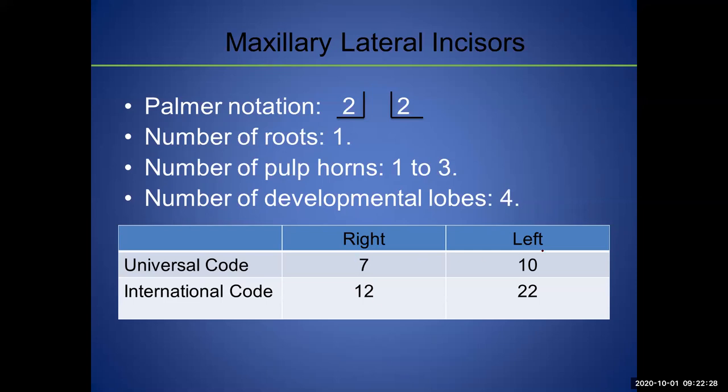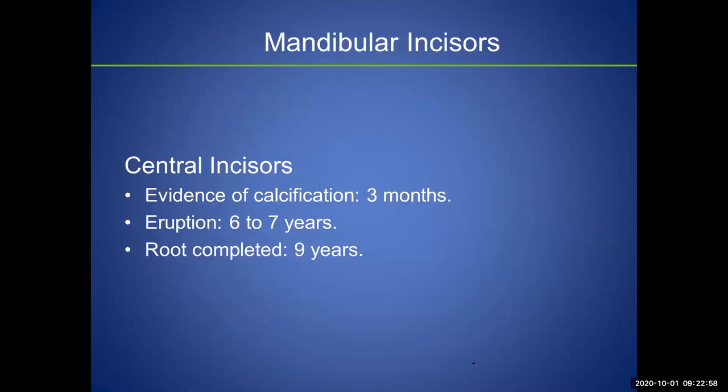Okay. Universal and the international. Now, for the international, when you're doing the FDI, you can put 1.2, or when you're calling it out, it's 1, 2, instead of 12, tooth number 12. I personally like the period in here because then there's no question. This is not tooth number 22. So you'll see it both ways. All right, so those were the maxillary incisors.